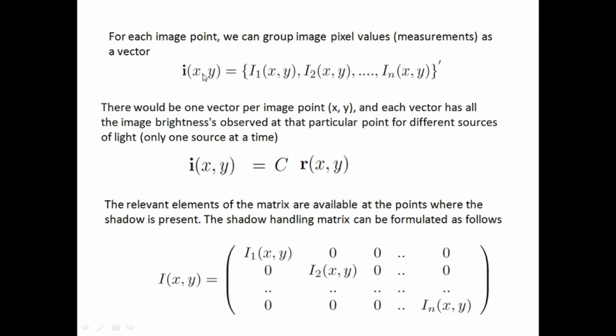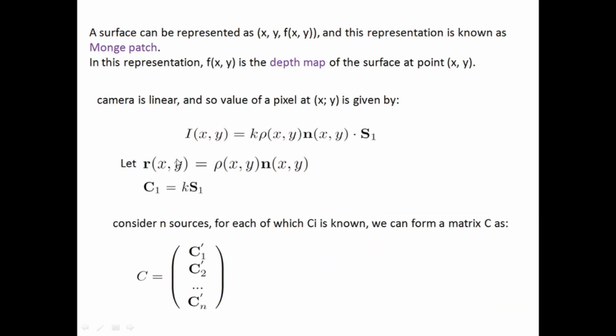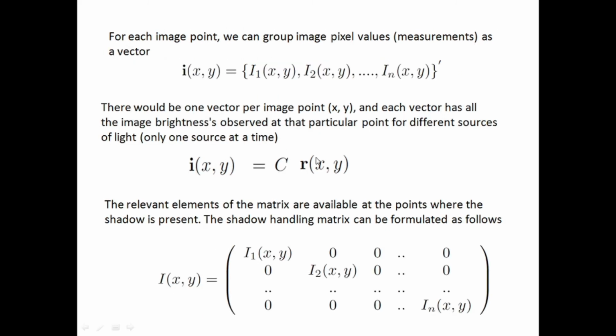Because this vector has all the image brightness observed at that particular point, these are the brightness values that result from different light sources. So can I write now a generalized equation as I equal to R into C? It is because I equal to K rho N S; Ks is C, rho N is R. That means I can write I equal to RC, or CR. So C I know, R I don't know.